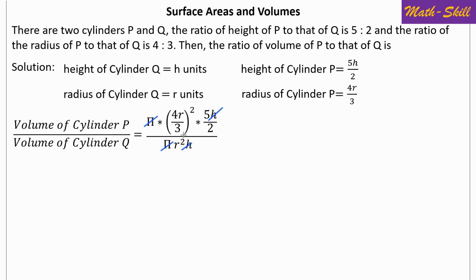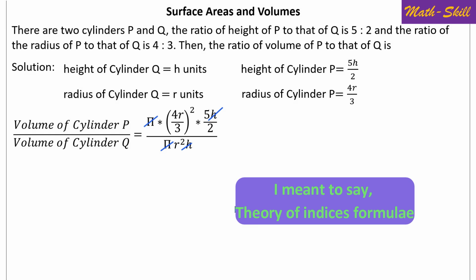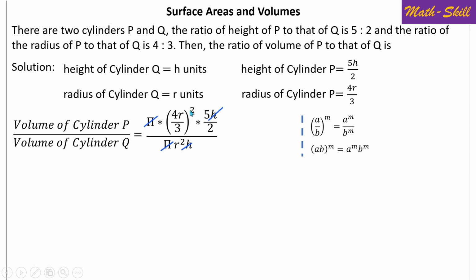Also, in order to simplify this 4 by 3 r whole square, we will apply the identity (a by b) whole power m and (a into b) whole power m, which basically means that the exponent or power 2 should be given to all the terms within the bracket. That is, 4r by 3 whole square would be 4 square, that is 16, into r square divided by 3 square, that is 9. And we are left with, after cancellation, 5 by 2 whole divided by r square.